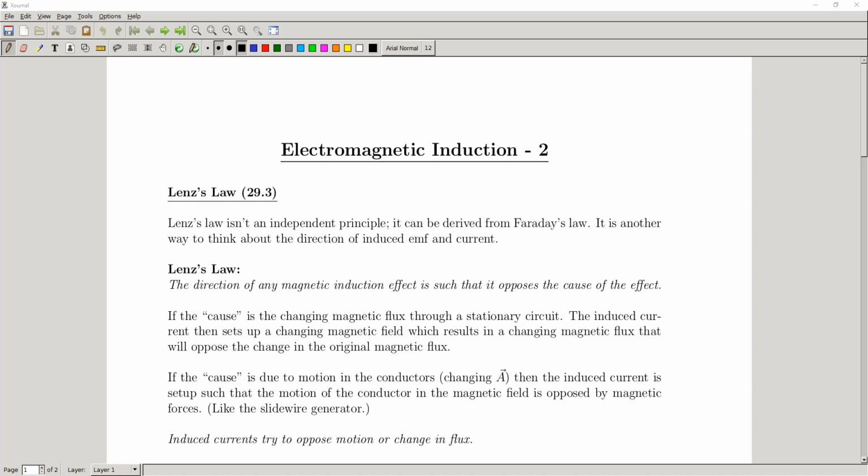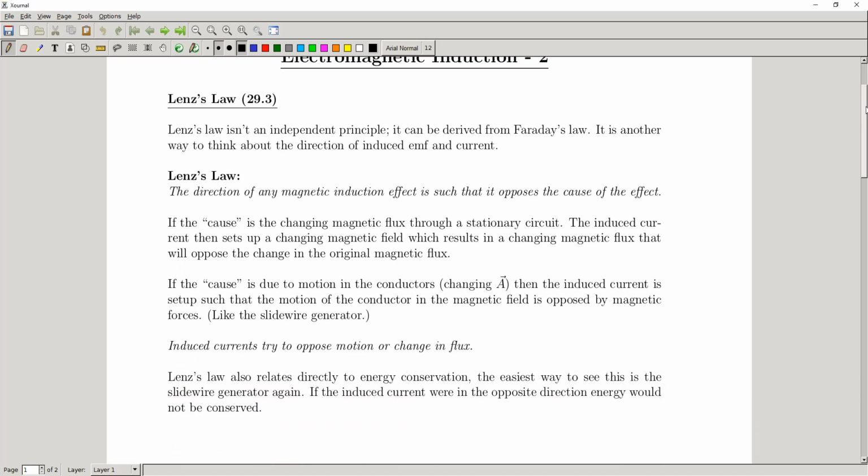There are no calculations. We're only going to be discussing Lenz's law, and Lenz's law kind of gives us another way to look at the direction that our induced EMFs and induced currents will be flowing when we're looking at changing magnetic flux. So let's get into it. I expect this video will only take maybe 10 minutes or so.